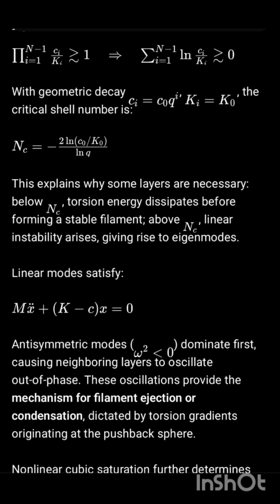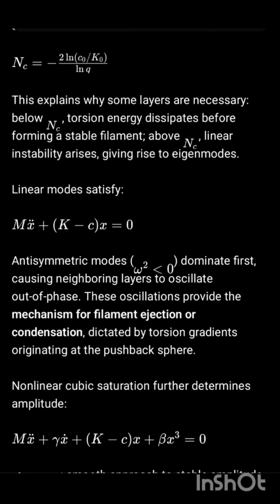Below N_c, torsion energy dissipates before forming a stable filament. Above N_c, linear instability arises, giving rise to eigenmodes. Linear modes satisfy (K minus omega squared M) x equals 0. Anti-symmetric modes, omega squared less than 0, dominate first, causing neighboring layers to oscillate out of phase. These oscillations provide the mechanism for filament ejection or condensation, dictated by torsion gradients originating at the pushback sphere.